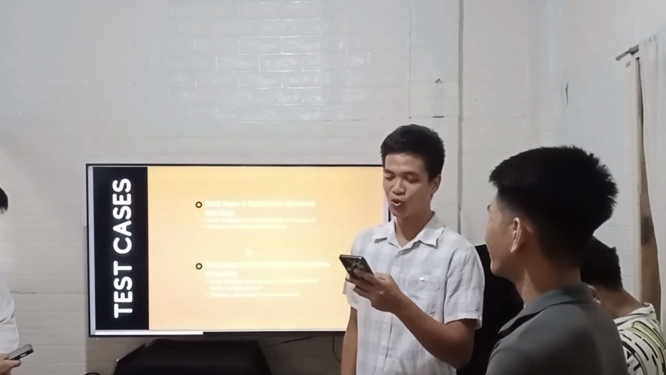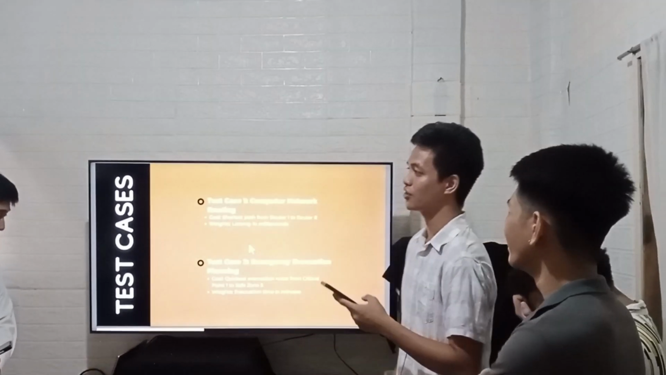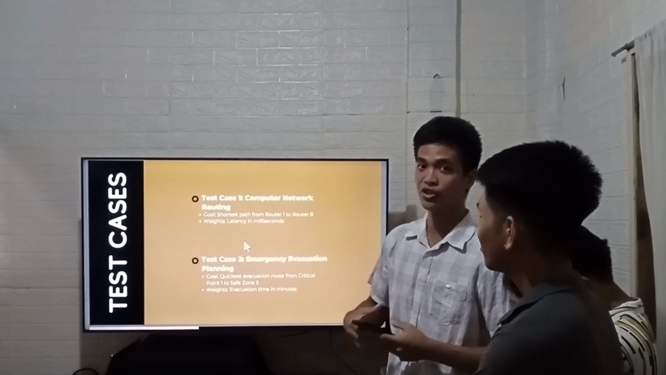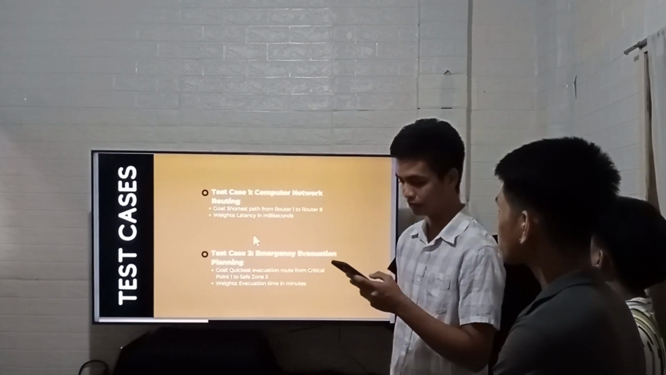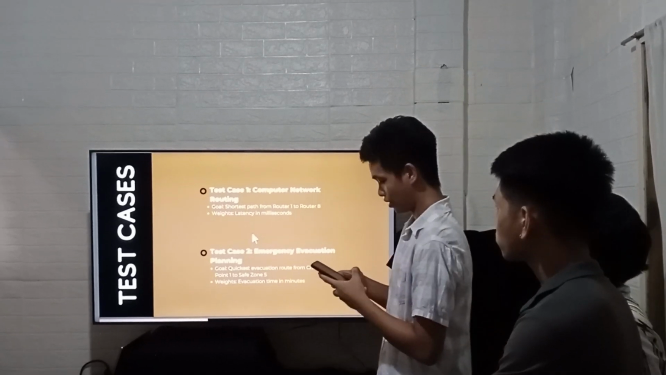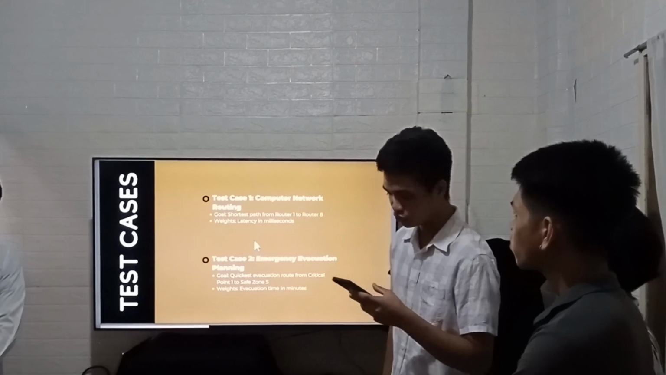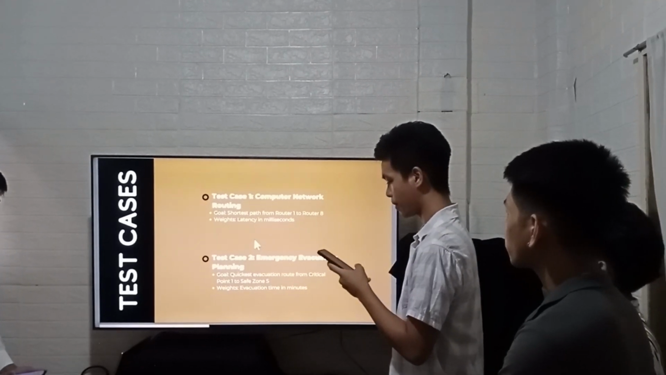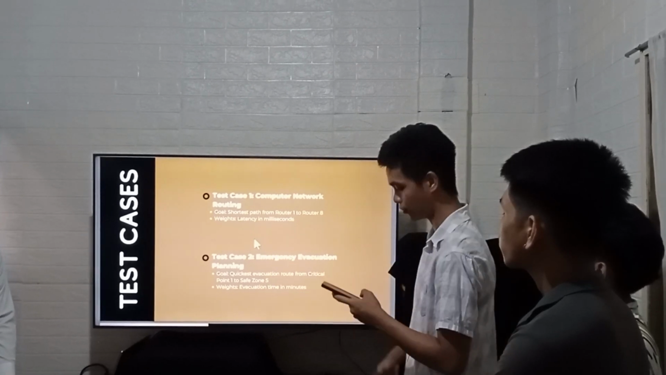Now, let us look at the two cases to see how Dijkstra's algorithm performs. The first case that we discuss is the computer routing case. The goal is to find the shortest path for data packets from router 1 to router 8. That was the given example.